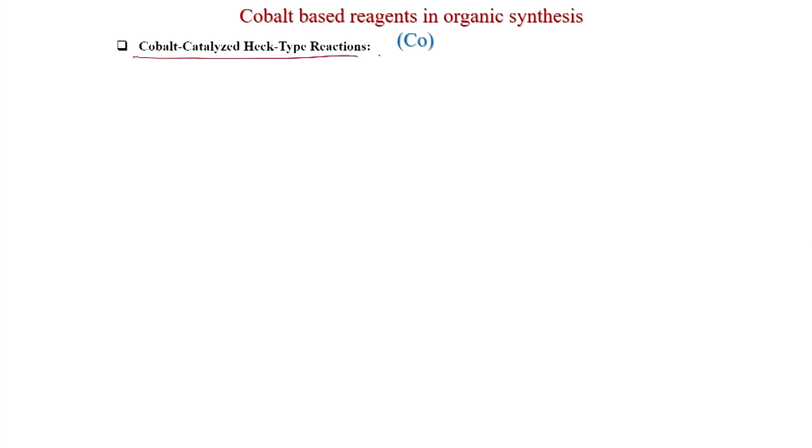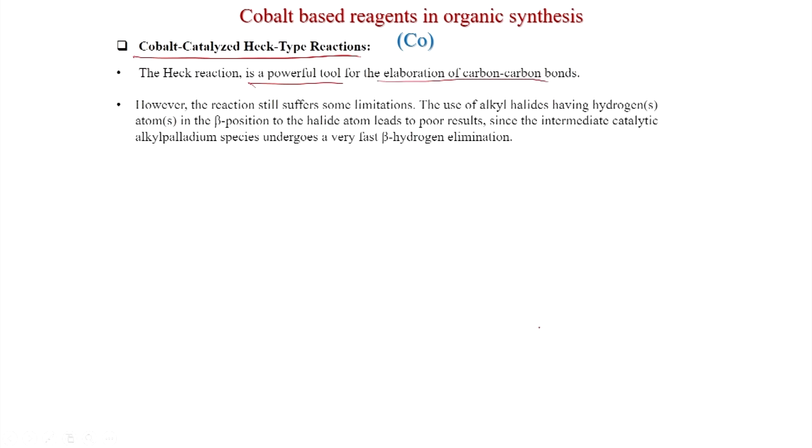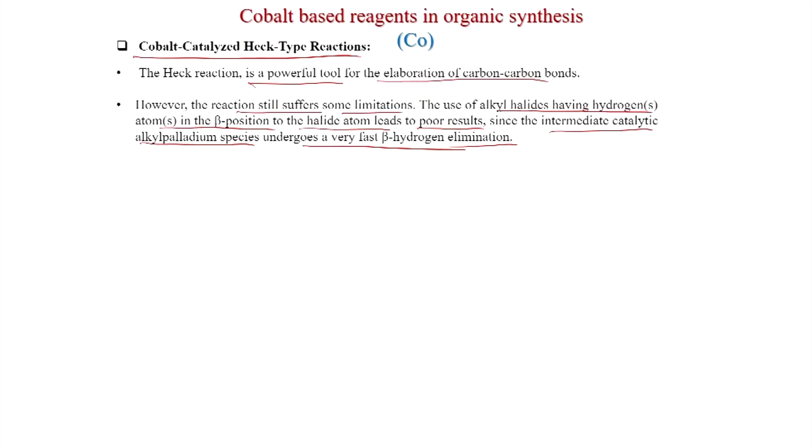Now we will discuss cobalt catalyzed Heck type reaction. The Heck reaction is a powerful tool for the elaboration of carbon-carbon bonds. However, the reaction still suffers some limitations. The use of alkyl halides having hydrogen atoms in the beta position to the halide atom leads to poor results, since the intermediate catalytic alkyl palladium species undergoes a very fast beta hydrogen elimination. So this is the problem in Heck reaction. If you want to use alkyl halide and if there is a beta hydrogen, that can be eliminated. But we will see with cobalt this problem can be solved.